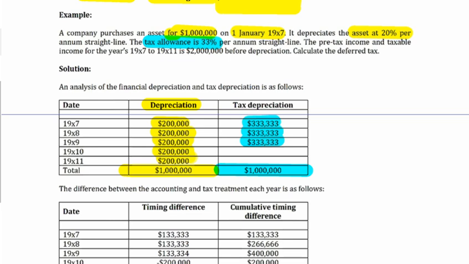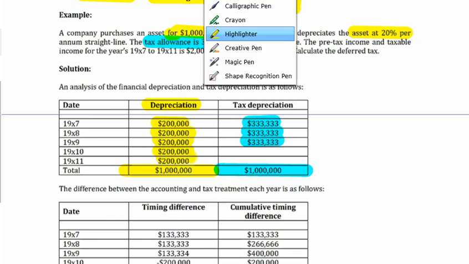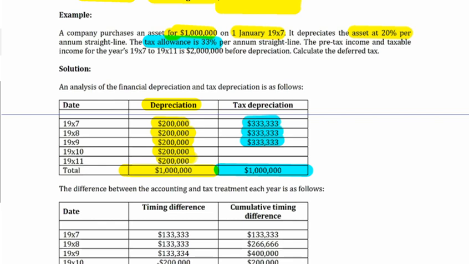As you can see over here, after the first 3 years, till 1909, for tax purposes, what's the value of my asset? 0. Why? I've written it all off across the first 3 years. For accounting purposes, I still have a value of my asset after 3 years because I've still got another 2 more years to write that asset down.